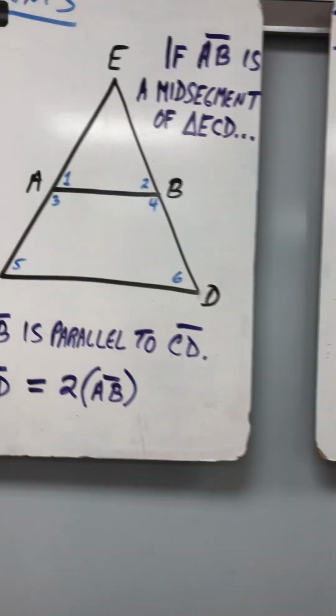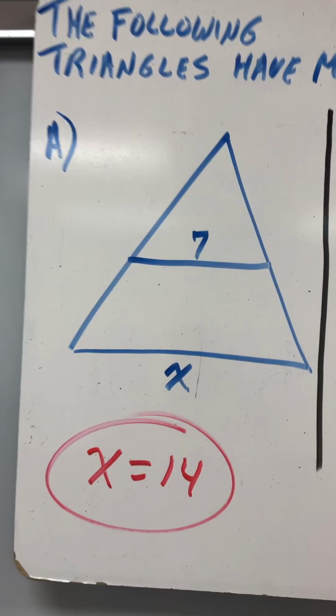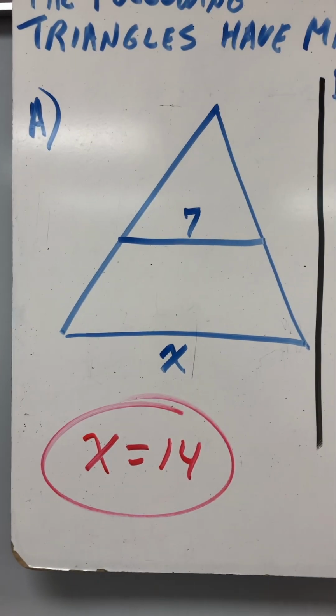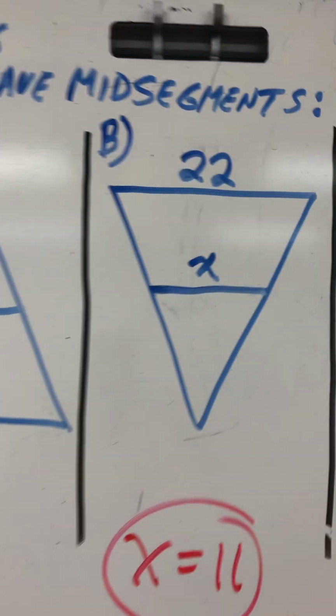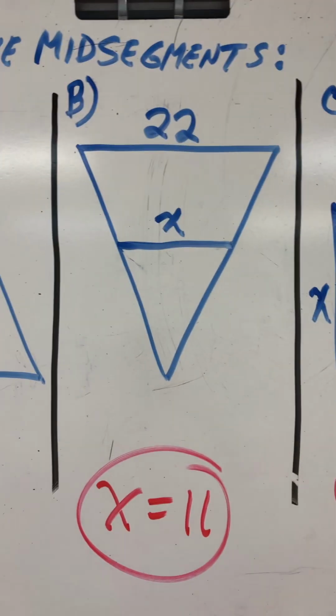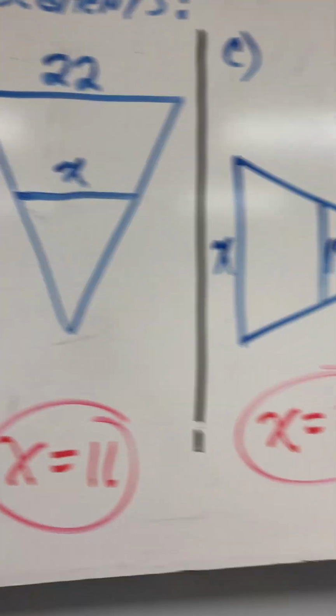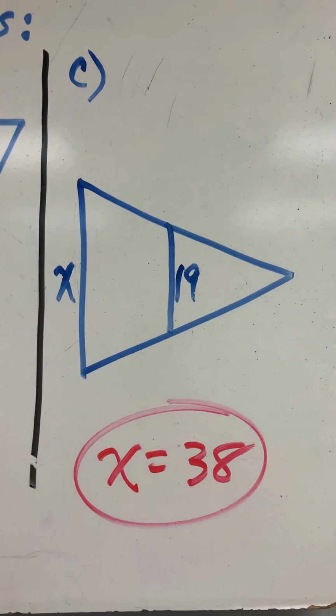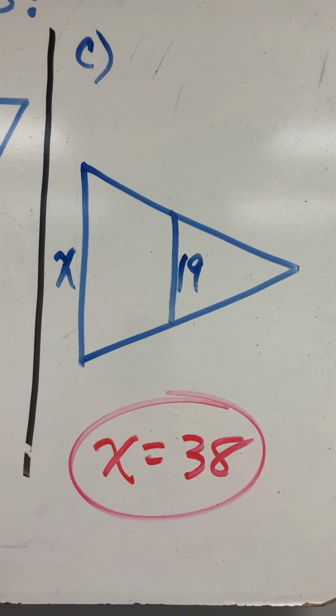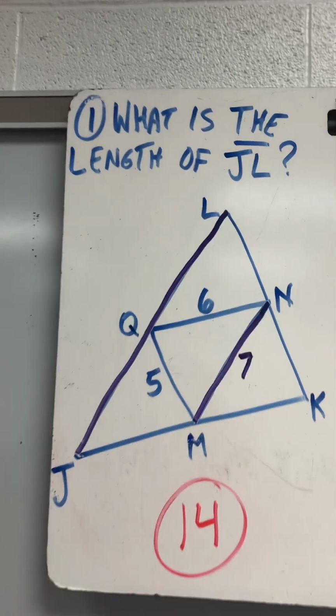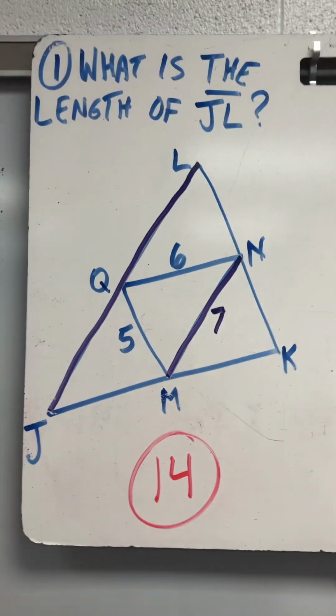Okay? So for example, what's the measure of x here? 14, 2 times 7. What's the measure of x here? 11, half of 22. What's the measure of x here? 38, 2 times 19. Okay? Problems in Delta Math will look like this.